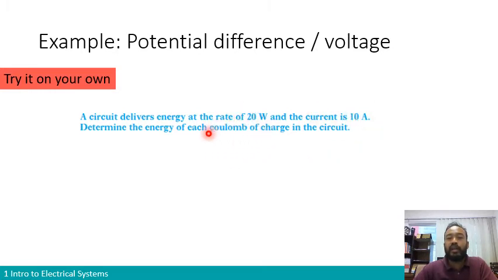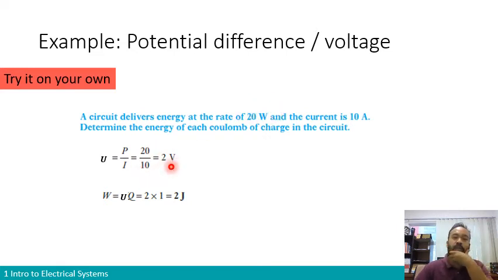And if you want to know the quantity of charges, we know that voltage can also be written as a function of charges, because what is voltage? Voltage is also, as we saw just now, the ratio of energy per charges. So let's see how we solve it. First, what we need to do is to find the voltage. So it's just power per current, 20 watt given divided by 10 amps, that gives us 2 volts. So the potential difference across that element is 2 volts.